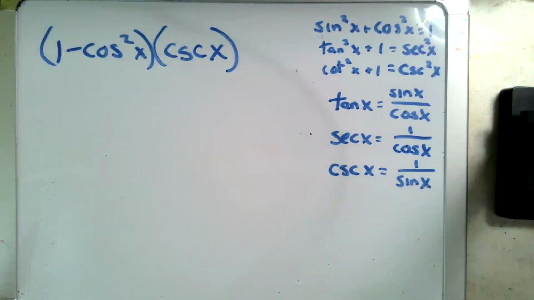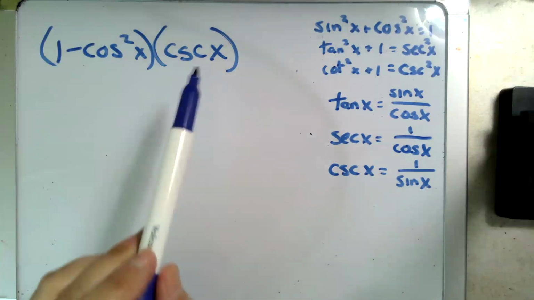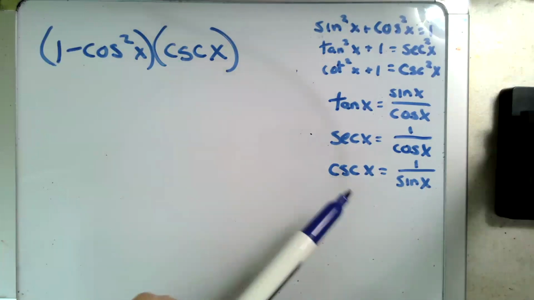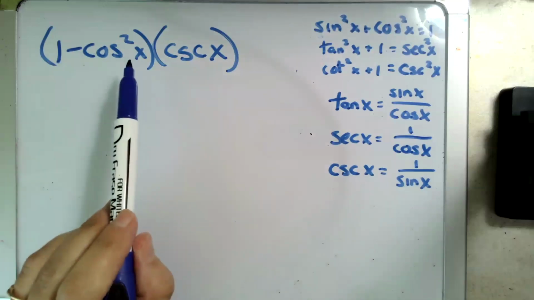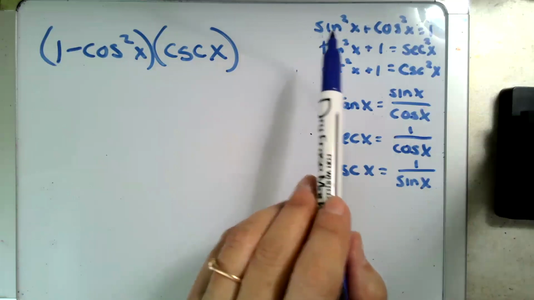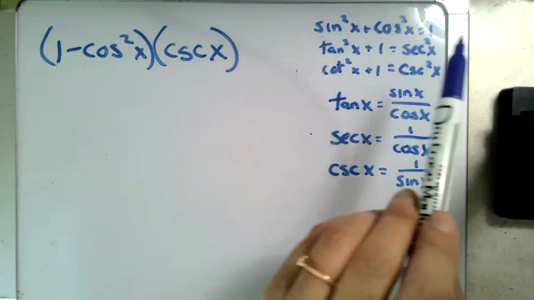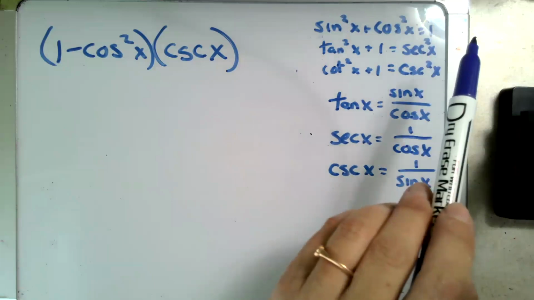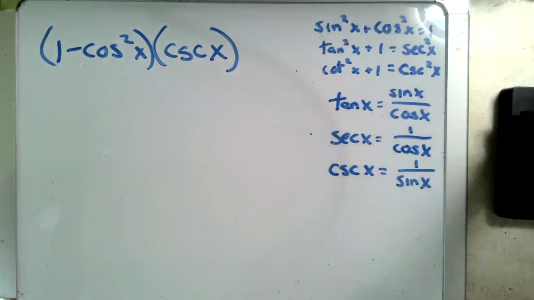How do we begin this one? We've got a squared term, so we could look to our Pythagorean identity, and we have a cosecant, so we could look to convert to sines and cosines. Let's do both. 1 minus cos squared x. Okay, when I look at my Pythagorean identity up here, I see that if I subtract that cosine squared x to the other side, I get 1 minus cos squared x, and what does it equal? It equals sine squared x. So I'll do that substitution.